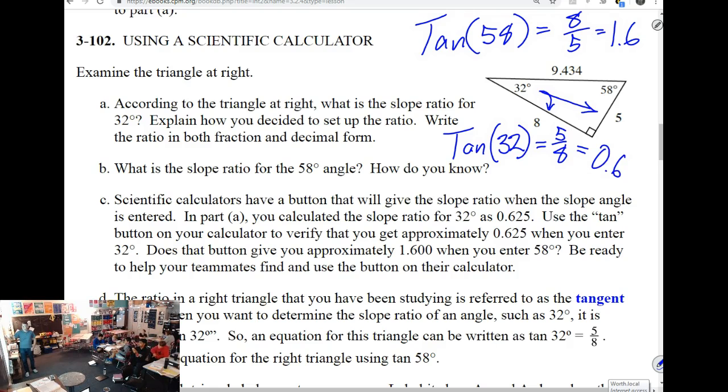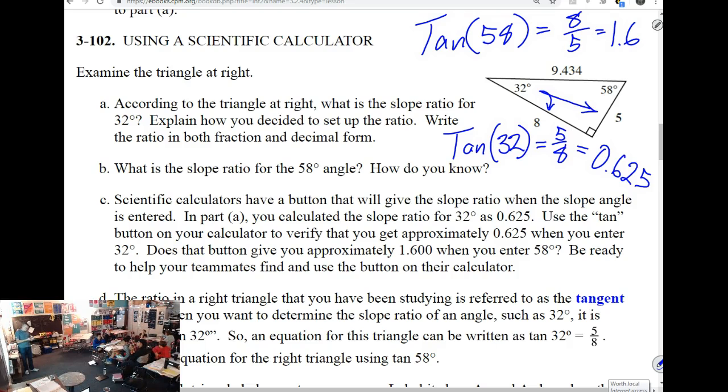Tangent of 32 becomes 0.625? I'm telling you, tangent of 32 does not equal 5 over 8 after you cross multiply. Type in tangent of 32. It would be 0.6248, which would round to 0.625.